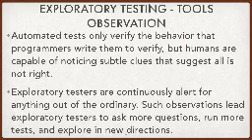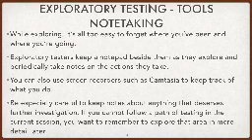The second major tool for exploratory testing is observation. Automated tests only verify the behavior that the programmers write them to verify. But humans are capable of noticing subtle clues that suggest all is not right. So exploratory testers are continuously alert for anything out of the ordinary. Such observations lead exploratory testers to ask more questions, run more tests, and explore in new directions about the production code in hand.